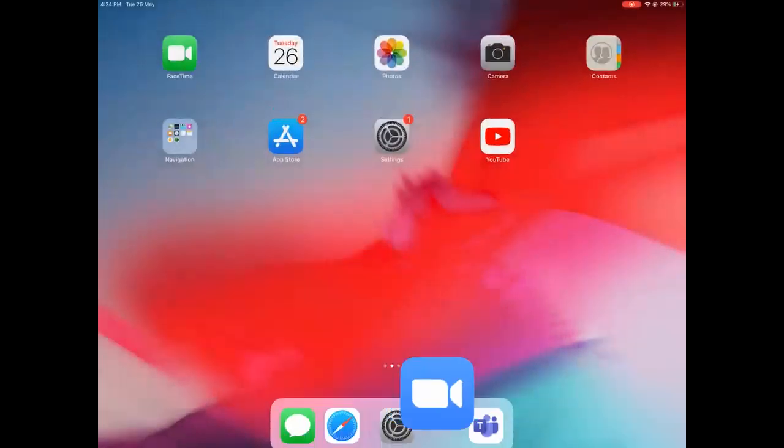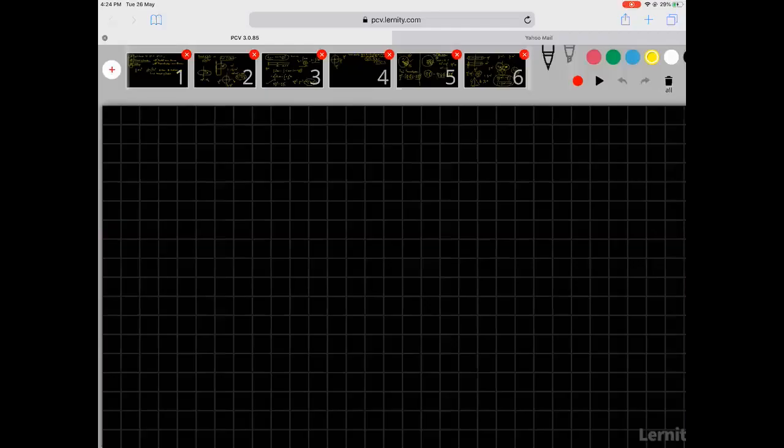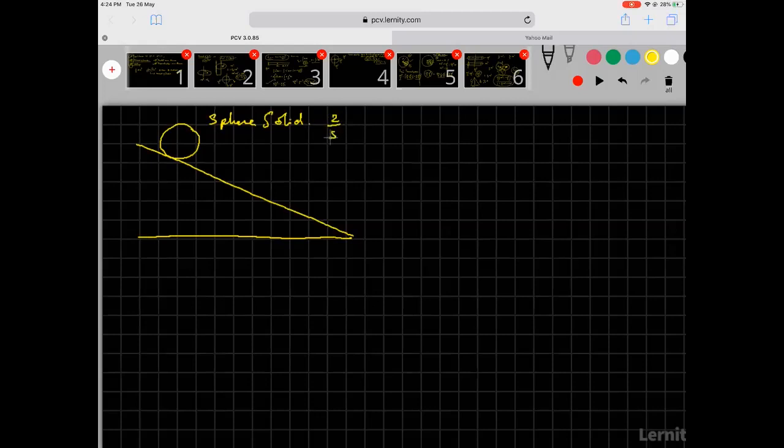Yeah, then the next kind of question that comes is bodies rolling down inclined planes. So here is a body which is rolling down an inclined plane. Now suppose this is a solid sphere. If it's a solid sphere, the moment of inertia is 2 by 5 mr squared. So let us see what happens.